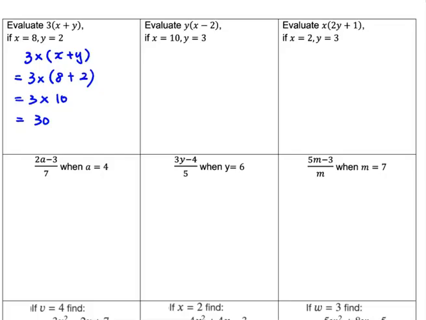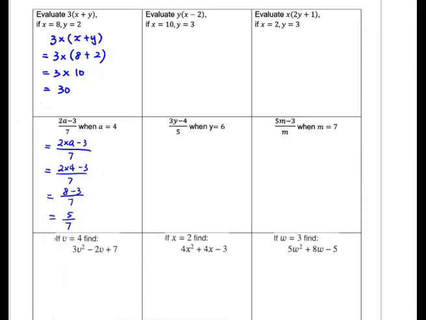Now let's have a look at the second row. Second row, we have a giant fraction. And the top, the numerator, is 2a minus 3. So that means it is 2 times a minus 3 over 7. We're going to replace the a with 4. And then we can work out the numerator, which is 8 minus 3 over 7. So the final answer is 5 over 7.